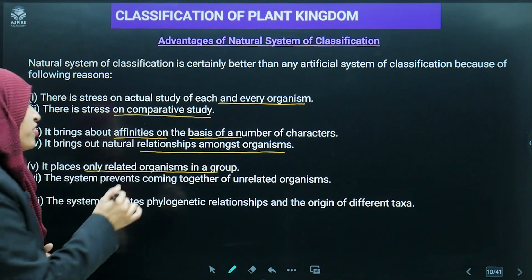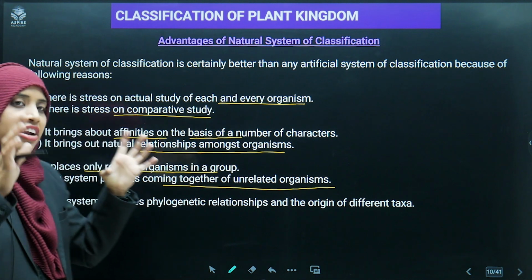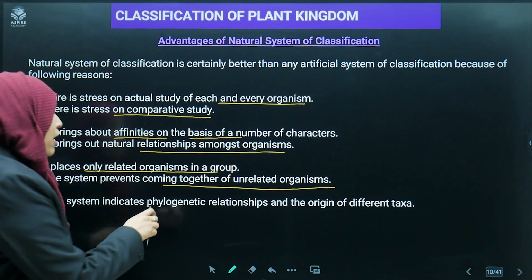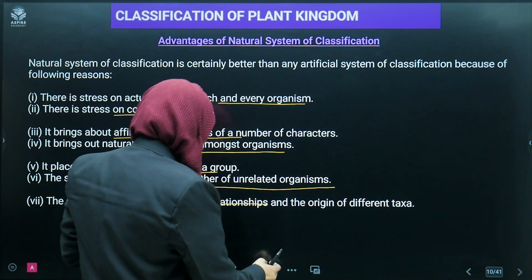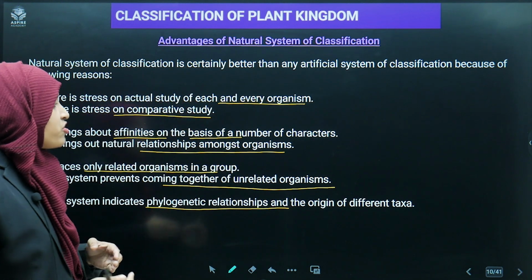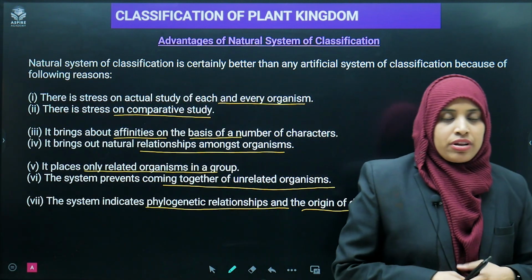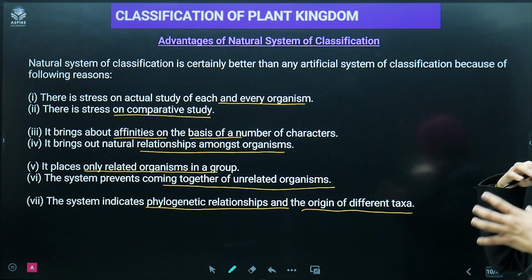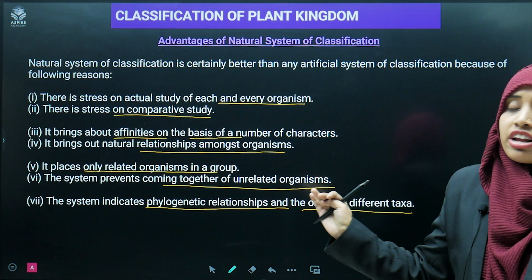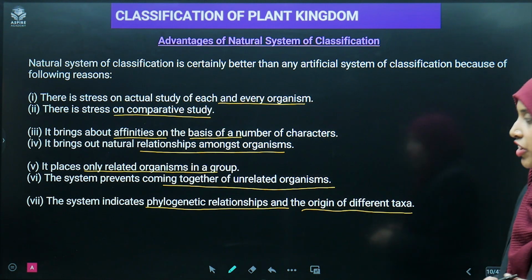Now this system prevent coming together of unrelatable organism जिनमें similarity नहीं है, so they will be not in the same group. The system indicates phylogenetic relationship. Okay, तो इसमें क्या है, phylogenetic relationship, that means evolutionary history को इसमें देखा गया, and the origin of different taxa. ठीक है, the hierarchy level में how they have been originated from the different hierarchy level and the phylogenetic relationship, ये सारे चीजों को show किया गया in this natural system of classification.